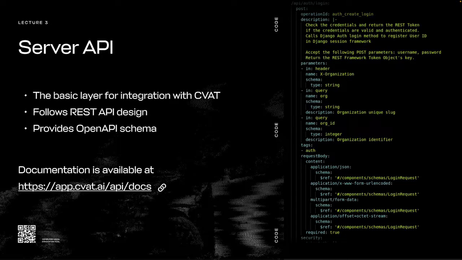First, the server REST API. This is the basic layer for integrating with CVAT. It follows the REST API design and comes with an OpenAPI-compliant schema and documentation, generated by Swagger. There are a variety of endpoints, each with their own parameters. You make the calls to the service as you need them. You can find the documentation through the link at the bottom. You can see an example of the schema on the right side of the slide.